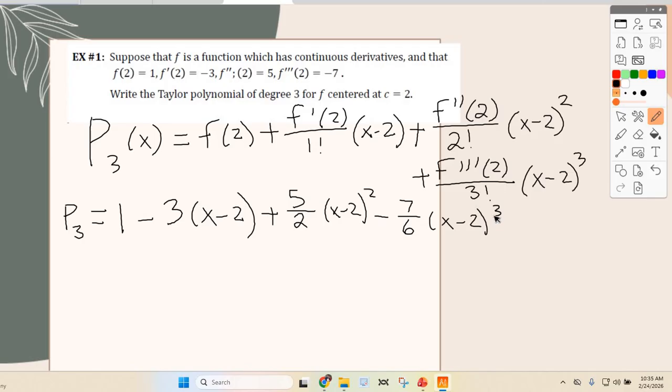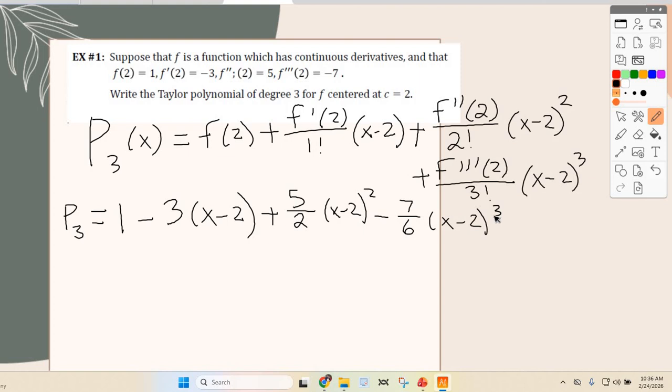The reason why I ask about terms is because technically the directions could say write a Taylor polynomial with 4 terms, but that would technically mean that I'm looking for the third degree in this case. Are y'all with me there?